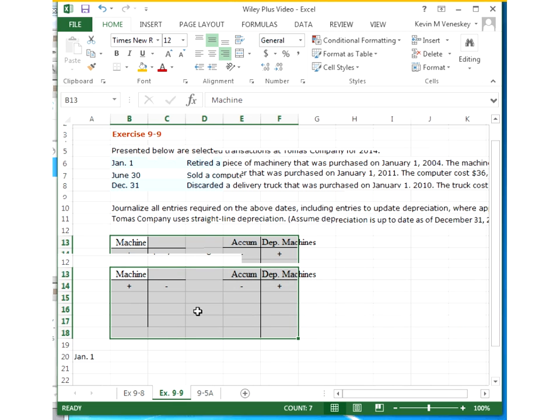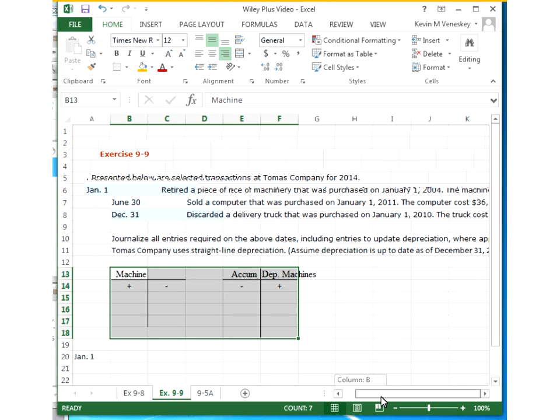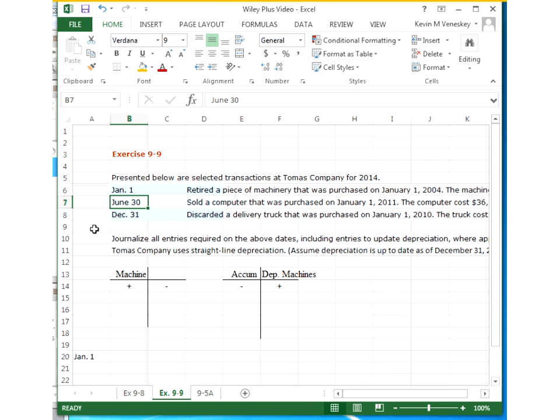Okay, now exercise 9-9. This one takes a little bit more work. What I'm going to do is go through the first two of these with you. As you'll see here, I have some T accounts set up for a machine and the accumulated depreciation part of the machine. Each one of these is a separate type of transaction that happened within this business in 2014. And so I'm going to restart my T accounts when I finish up with, say, January 1. I'm going to clear it off and then use the same T accounts for June 30th instead of having additional ones over here.